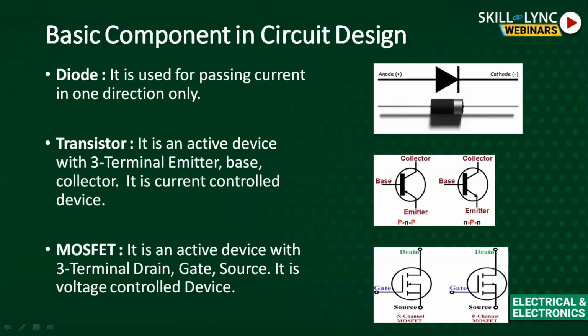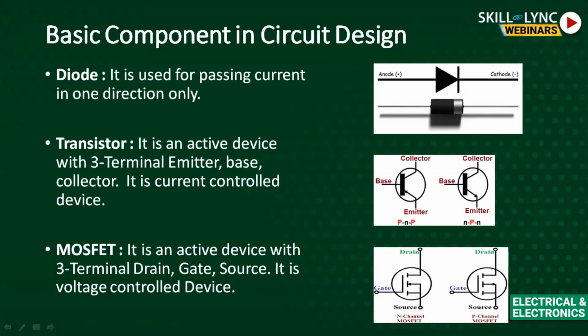Another key component used in circuit design is the diode. This is a very important component, normally used for passing current in one direction. You have different types of diodes, like the freewheeling diode, the Zener diode, and the Schottky diode. Each of these diodes has its own applications, and based on the design need, they are integrated into the design to fulfill that need.